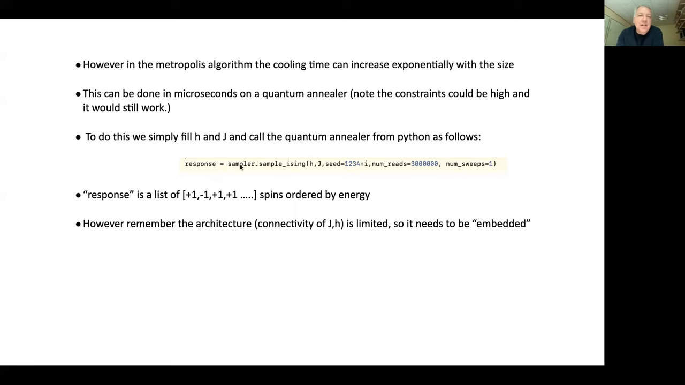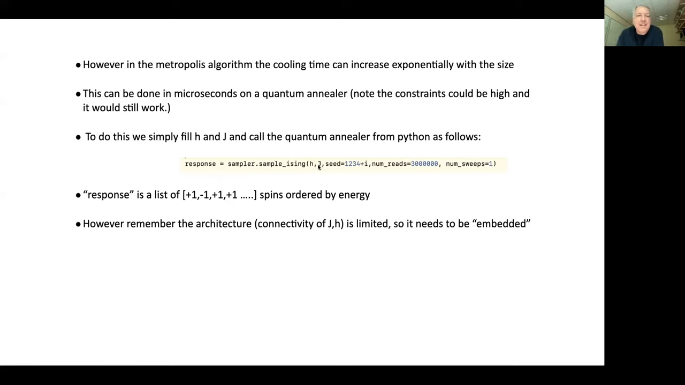And so the command that would do your tunneling would be something like this. You would call a sampler, and then you would give the sampler arrays of H's and J's. So remember H and J. H is the linear coupling, J is the quadratic coupling. So you would just pass those couplings to the sampler, and then off it goes.